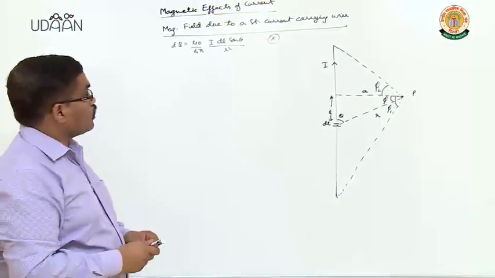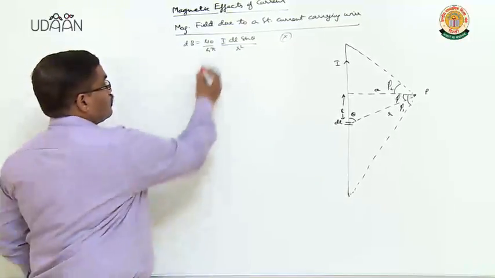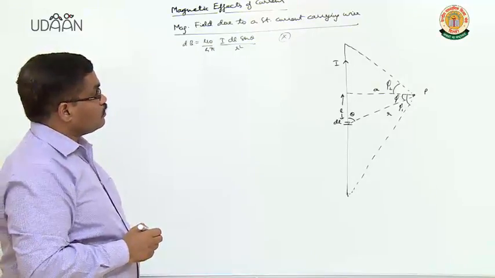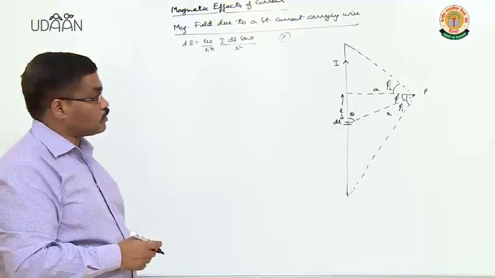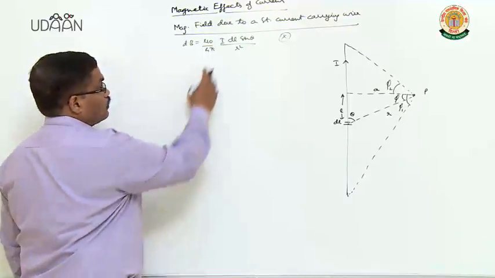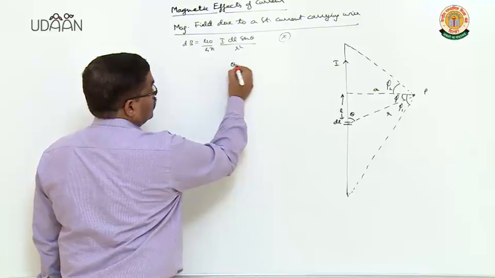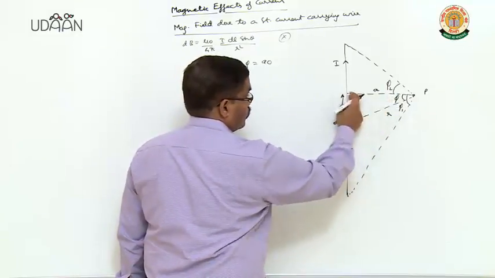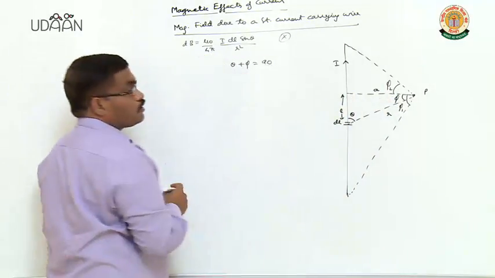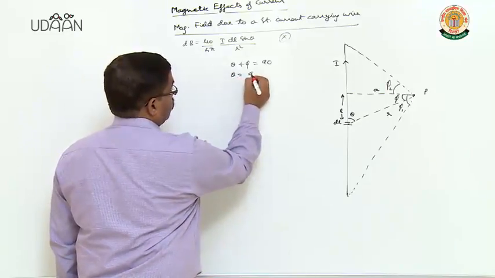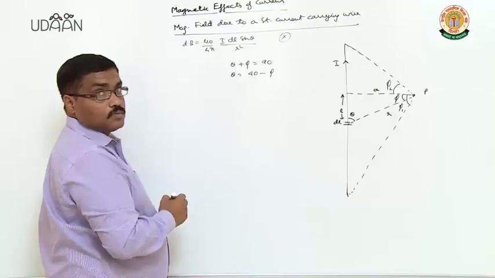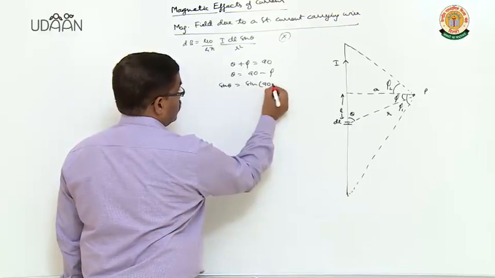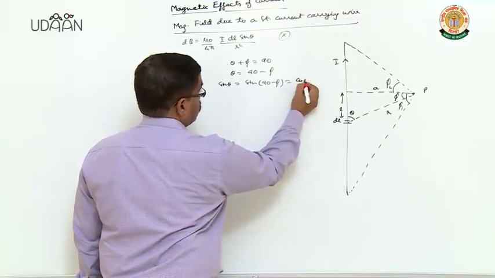But the problem is we cannot integrate it directly, because you can see that there are more than one variables. So what we do is we'll try to convert these variables in terms of a single variable, say in terms of an angle phi. Now if you look at the figure, theta plus phi plus 90 is 180. So theta plus phi will be equal to 90 degree, or I can write theta will be equal to 90 minus phi. Now from the expression, sine theta can be rewritten as sine 90 minus phi is equal to cos phi.